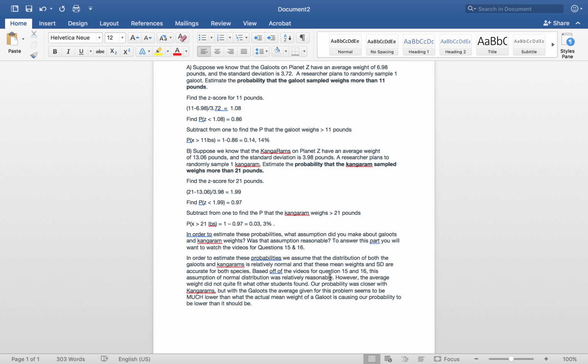Based off of the videos for questions 15 and 16, again, I'll go over those in just a second, the assumption of normal distribution was relatively reasonable, maybe a little bit less so for the kangaroos, but still relatively reasonable. However, the average weight did not quite fit with what other students found. Our probability was much closer with the kangaroos, which we'll see, but with the galoots, the average given for this problem seems to be much lower. So 6.98 seems to be much lower than what the actual weight of a galoot is, causing the probability that we found to be much lower than it should be.